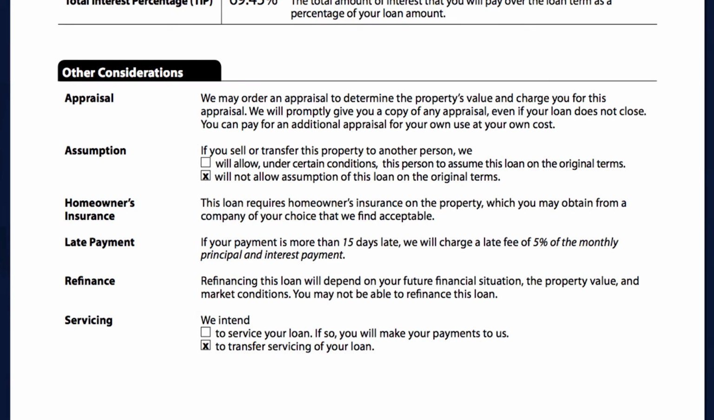You'll also find other loan considerations that you're familiar with on page 3, like assumptions, late payments, and servicing.